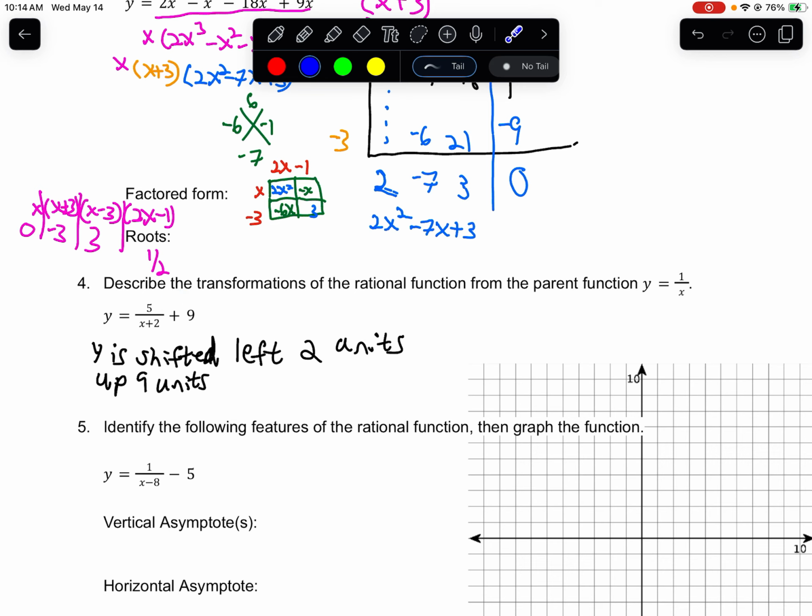And you've also got to pay attention to this. That is not a 1. It was a 1 over here, but it's a 5. So we'll have to say it is stretched by a factor of 5. Okay? And that's it.